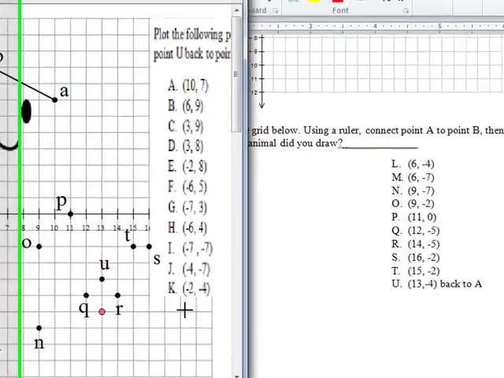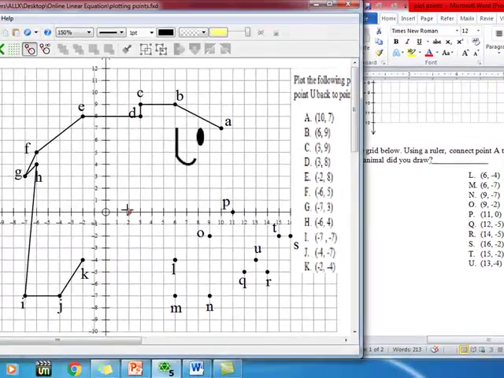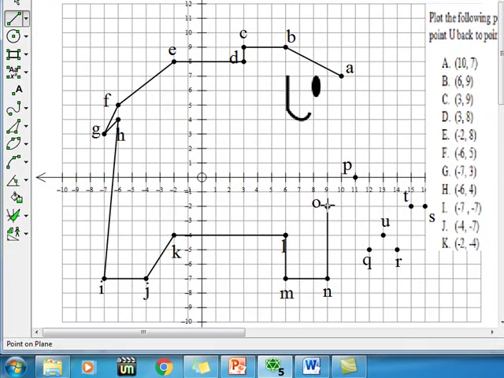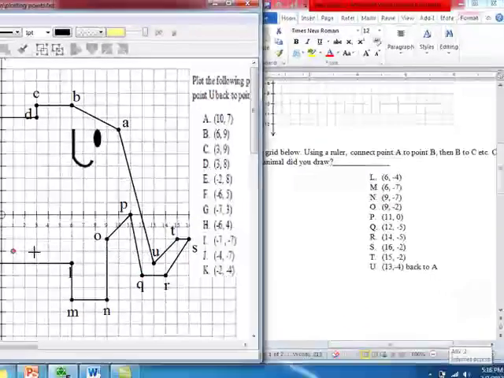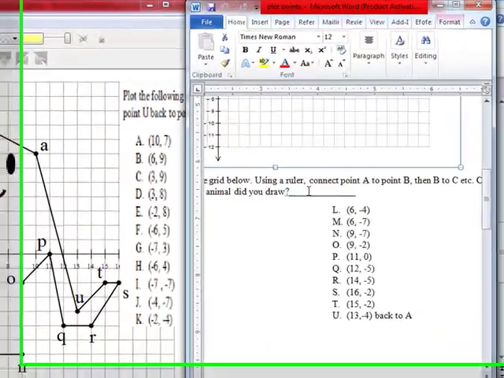Now after we finish, so it's U. It says from U, you kick it back to A. So let's draw lines. K to L, L to M, M to N, M to O, O to P, P to Q, Q to R, R to S, S to T, T to U, and U to A. So what do we have? We have an elephant. Right? So you just go back, write what you found, and the animal that you found was an elephant.